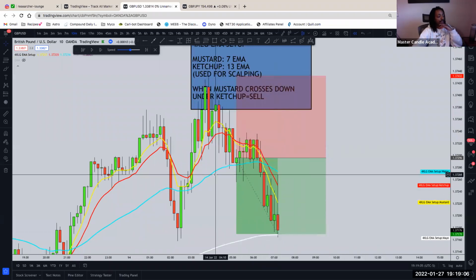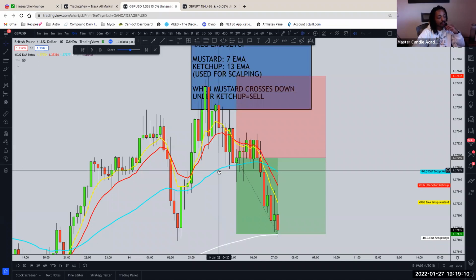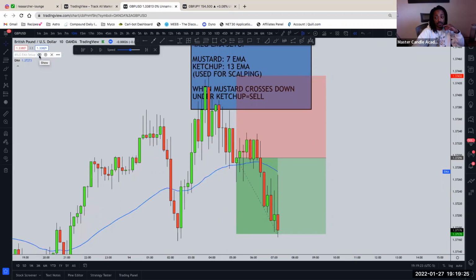All right. This blue exponential moving average right here, this is actually the 50. Right? We know it. All right. I'm turning my 50 on. You see how it's not going anywhere? I'm going to turn the 4XLG off and we see the 50.